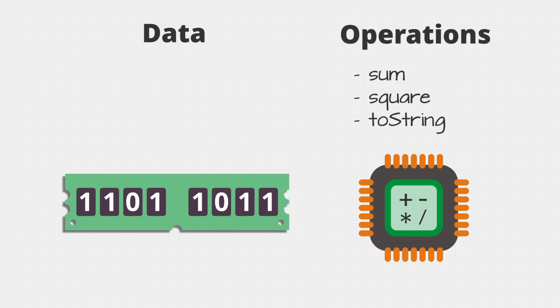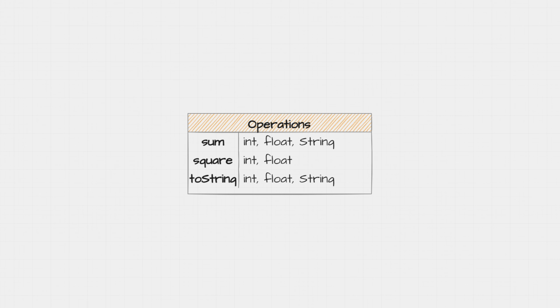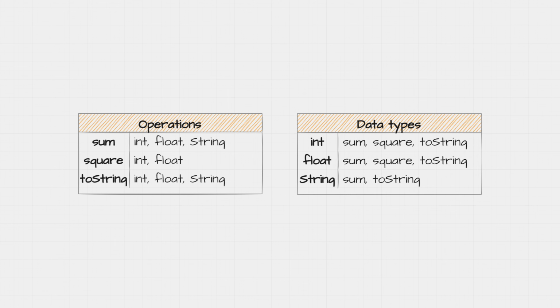And while deep down all data is stored as binary ones and zeros, the way we represent that binary is via different data types, such as integers, floats, and strings. These data types and operations can be mapped into a two-dimensional table that indicates which operations can be used with which data types. And as some of you may have guessed, the same mapping can be done in two different ways: operations listed under data types, the object-oriented way, or data types listed under operations, the functional way.